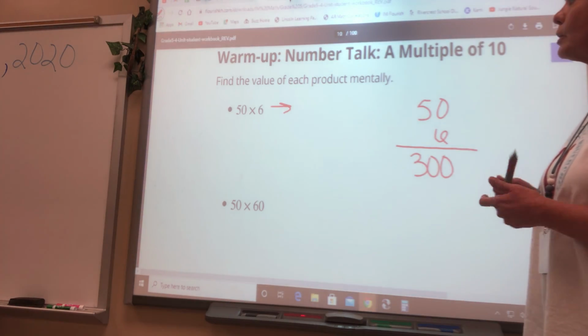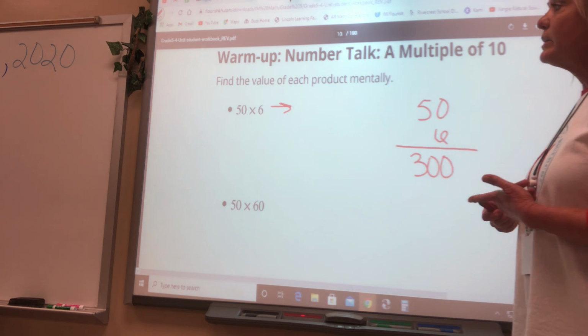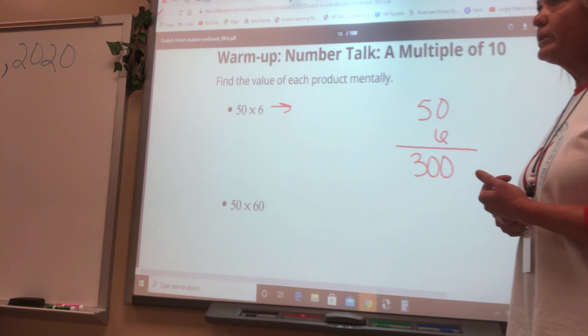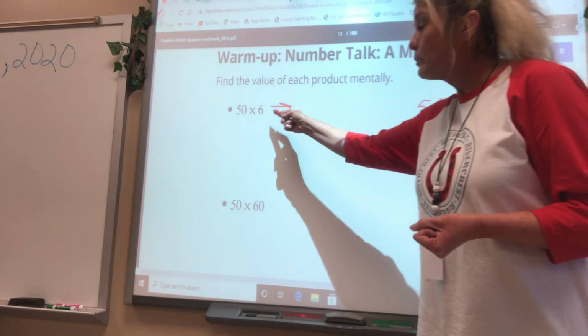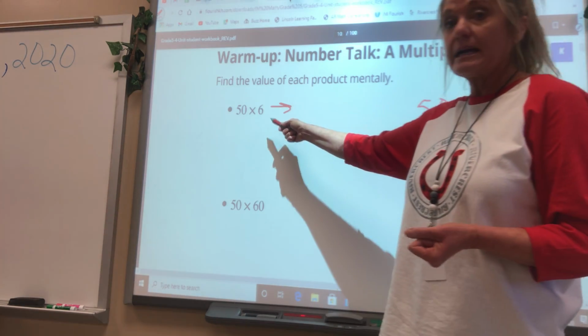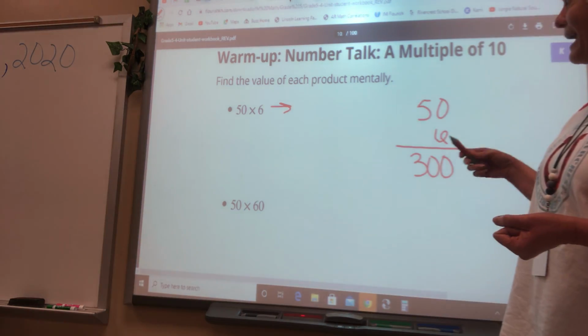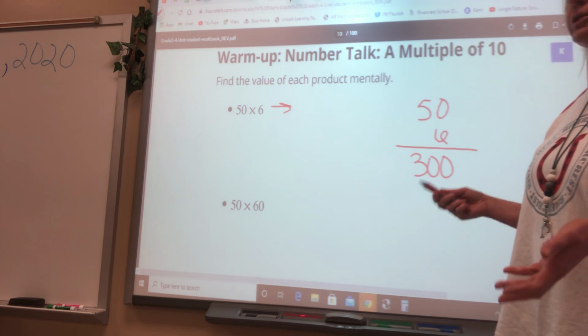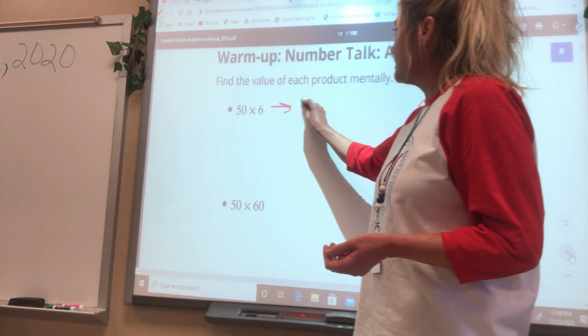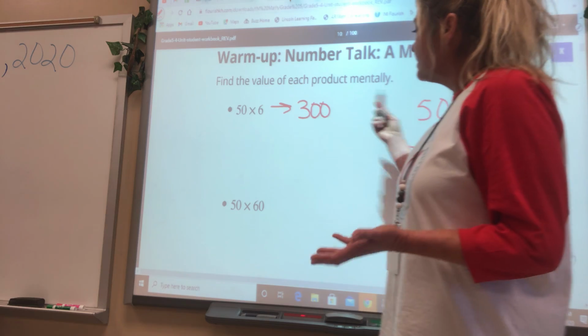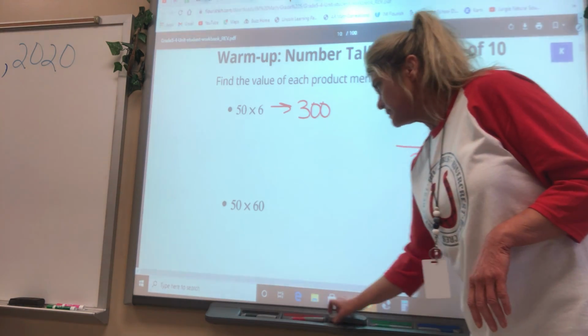Then I think, does that answer make sense? Is that reasonable? Well, we know 50 times 5 is 250, so if we had 50 one more time, we had it 6 times instead of 5. If we added 50 to 250, then we would get 300. So yeah, that answer is reasonable. That makes sense.